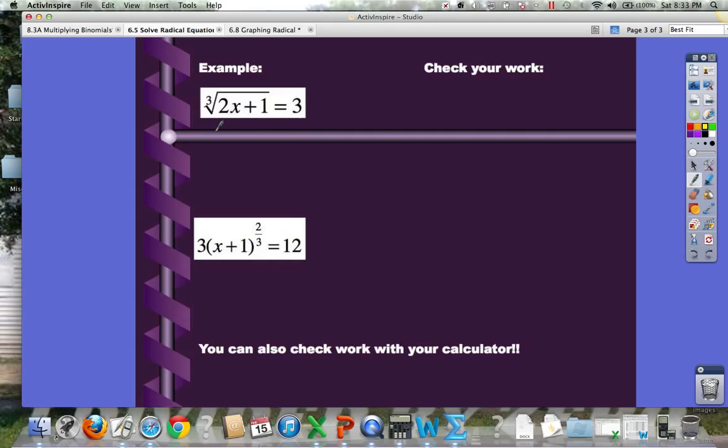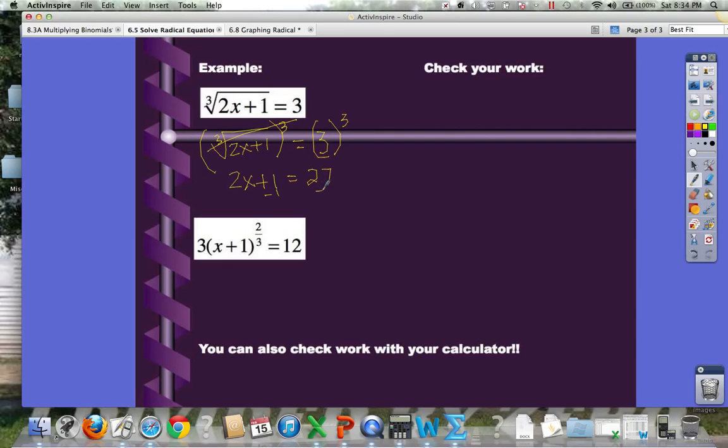Well, it's the cube root, so we're going to have to cube whatever we want to get rid of. So I'm going to write the cube root of 2x plus 1. I'm going to cube that. And I'm also going to cube whatever is on the other side of the equation. So that means that this cube right here, the radical, will all go away. So you're just left with 2x plus 1 equals, and then 3 to the third power is 27.